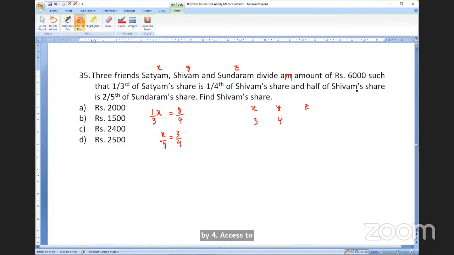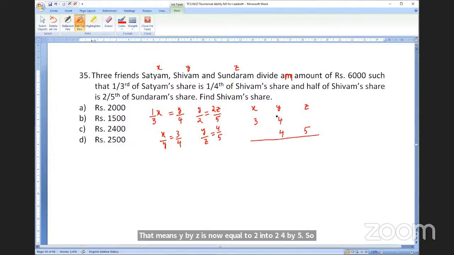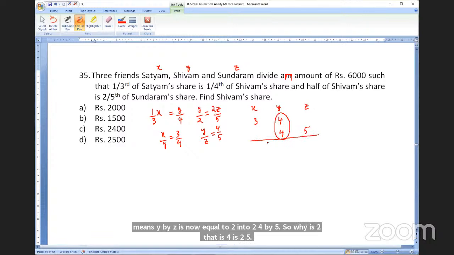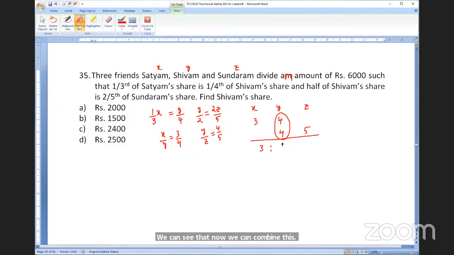And half of Shivam's share, that means Y by 2, Shivam is Y, is 2/5 of Sundaram's share, 2Z by 5. That means Y by Z is equal to 2 into 2, 4 by 5. So Y is to Z is 4 is to 5. Now we can combine this. Combined ratio is 3 is to 4 is to 5. So the ratio in which they have divided the money is 3 is to 4 is to 5.